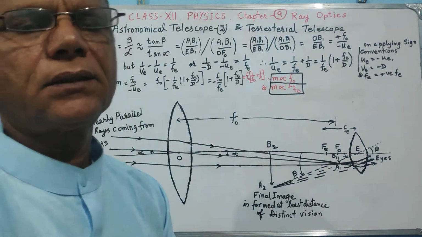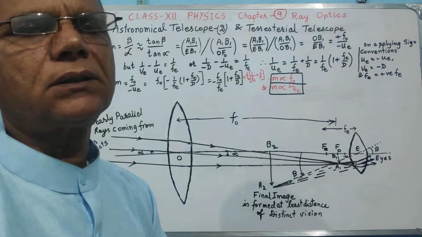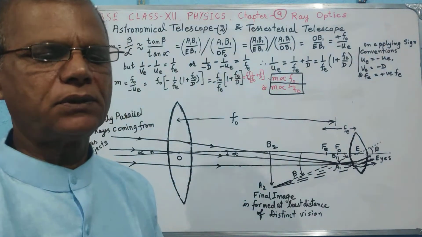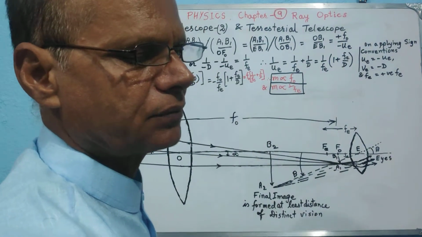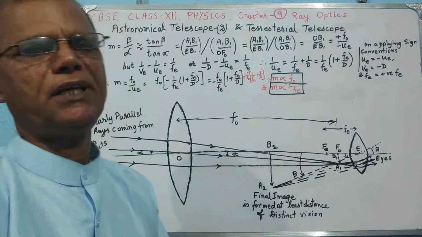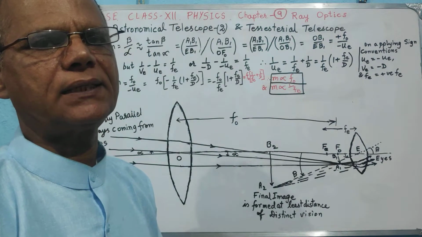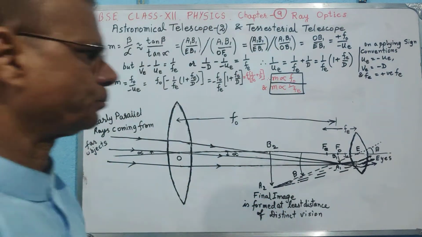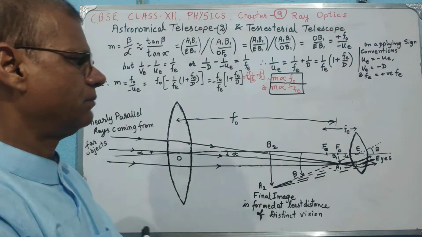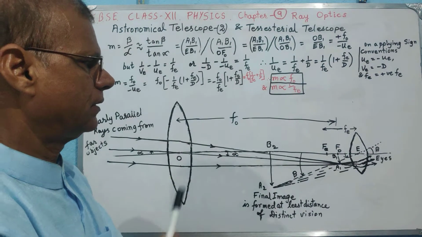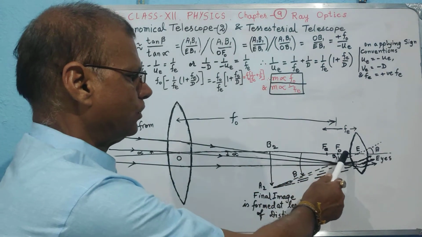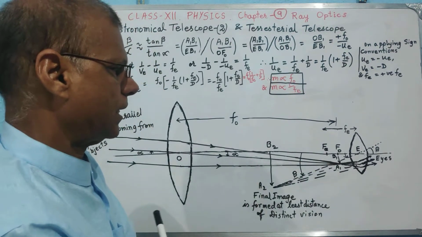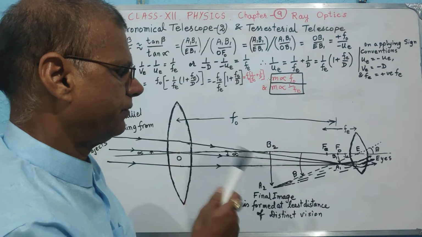Dear students, now we are going to talk about yet another type of adjustment made in an astronomical telescope. What we do is we let the final image be formed at the least distance of distinct vision. How is it accomplished? Well, you see, this time, unlike what we have done earlier where the focus of the eyepiece and objective were coinciding at one point, we are doing it differently.